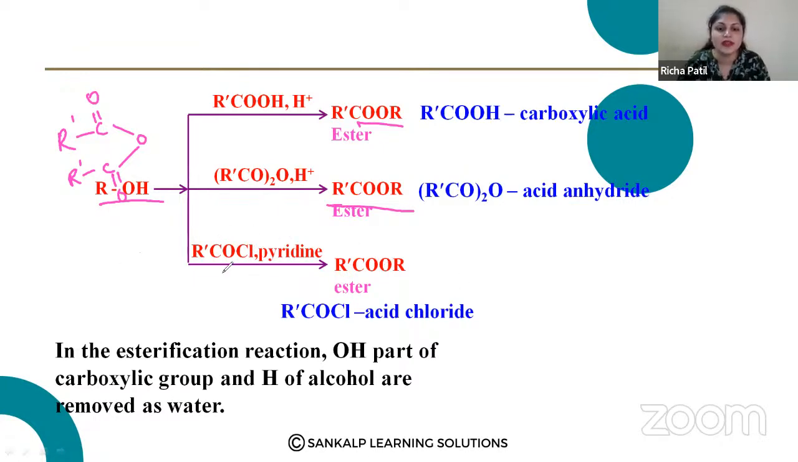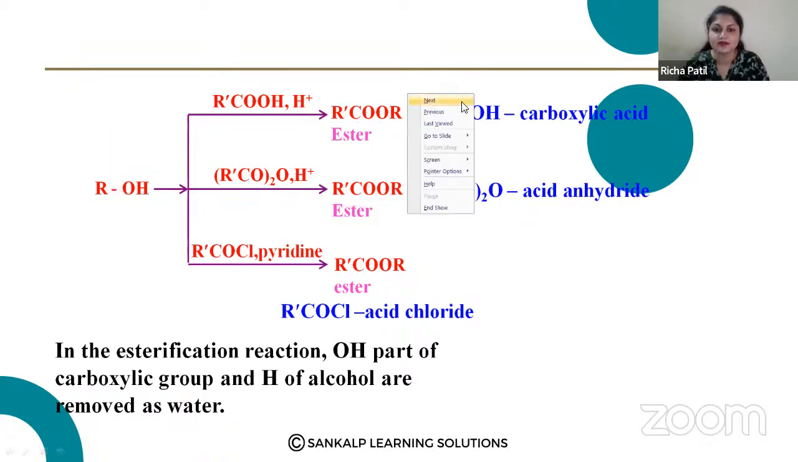The next is with acid chloride, C double bond O, Cl. If you take acid chloride and react it with alcohol, you will yield ester. So one is with carboxylic acid, second is with acid anhydride, and third is with acid chloride. In this esterification reaction, the OH part of the carboxylic acid and H of the alcohol are removed as water, right? We had seen this. So these are the esterification reactions.